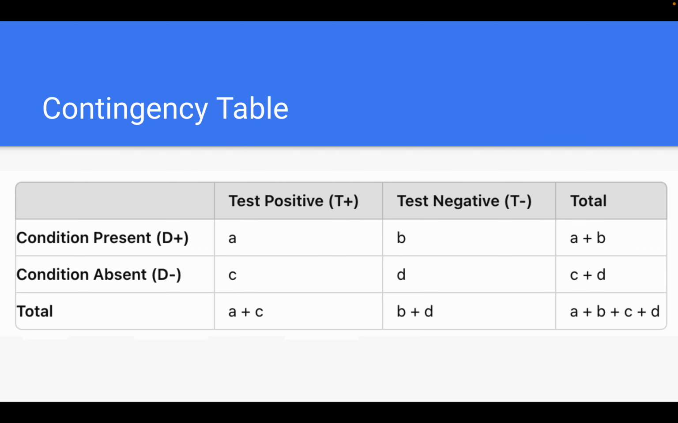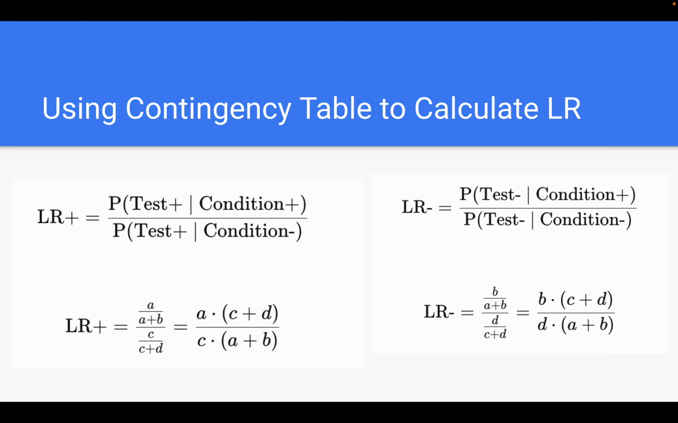Box C is the number of false positives with a positive test result but absent condition. And box D is the number of true negatives, where the test is negative and the condition is absent. Using this table, likelihood ratios can be calculated. So the left equation tells us how much more likely a positive test result is if the condition is present versus if it's absent. The right equation does the opposite and tells us how much more likely a negative test result is if the condition is present versus absent.